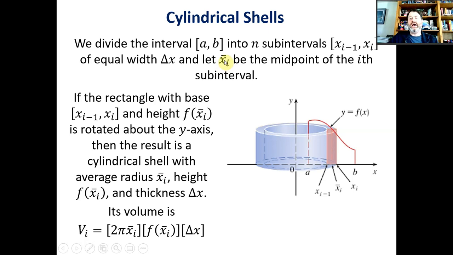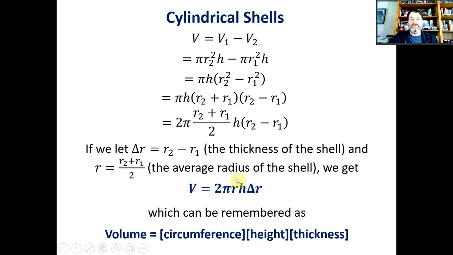It's xi bar. This horizontal line is called a bar, so it's xi bar. It's the midpoint of the subinterval. It doesn't have to be the midpoint. When we do integrals, you're allowed to pick any point in the interval. So we're using the midpoint so that we can go back and use this formula.